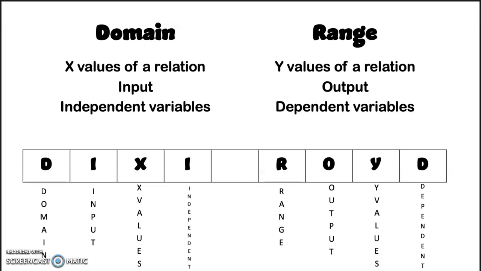So I use this acronym called Dixie-Royd. Right here. It just helps me kind of remember what goes with what. So Dixie is D-I-X-I. That stands for domain, input, x values, and independent values or variables. Those are all the same thing. So I know if it's asking me for the domain, it's asking me for the x values.